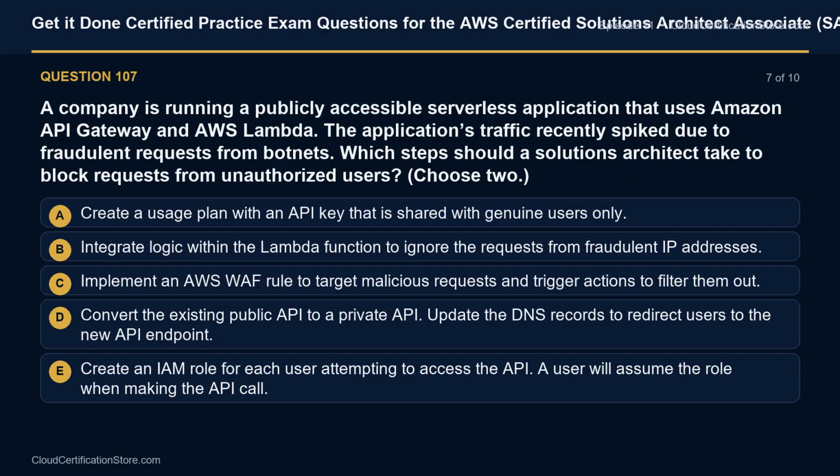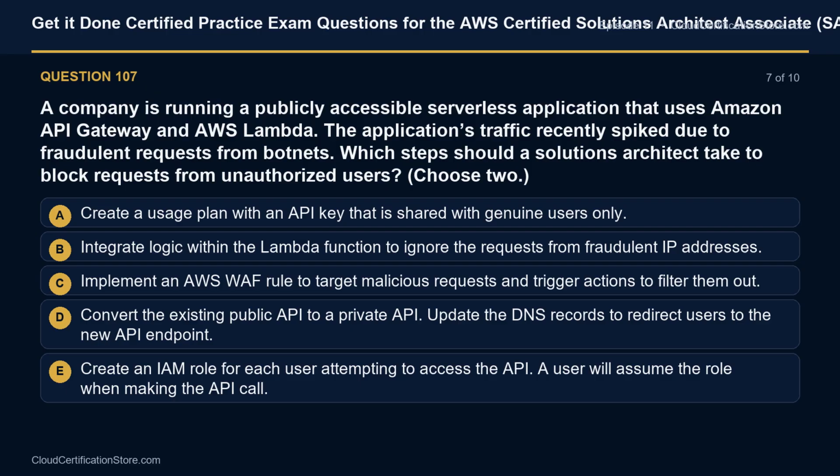Question 107. A company is running a publicly accessible serverless application that uses Amazon API Gateway and AWS Lambda. The application's traffic recently spiked due to fraudulent requests from botnets. Which steps should a solutions architect take to block requests from unauthorized users?